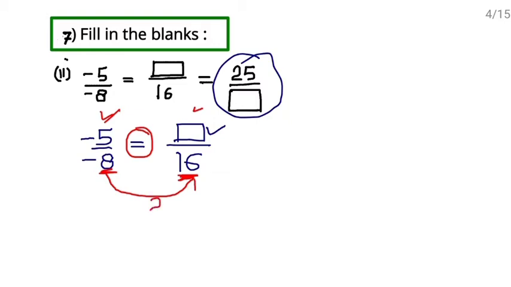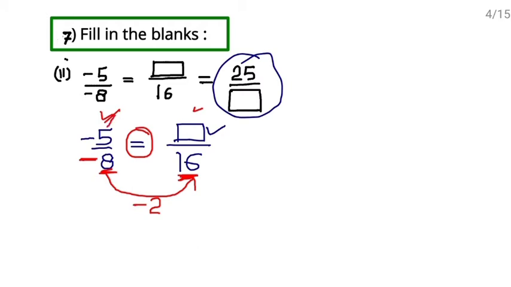If we multiply 8 by 2, we will get 16. But the sign is changing. Here the sign was negative. Here the sign is positive. So we will multiply by minus 2. I have told you in the previous class also: when the sign is changing, it means we are multiplying by a negative integer, right?